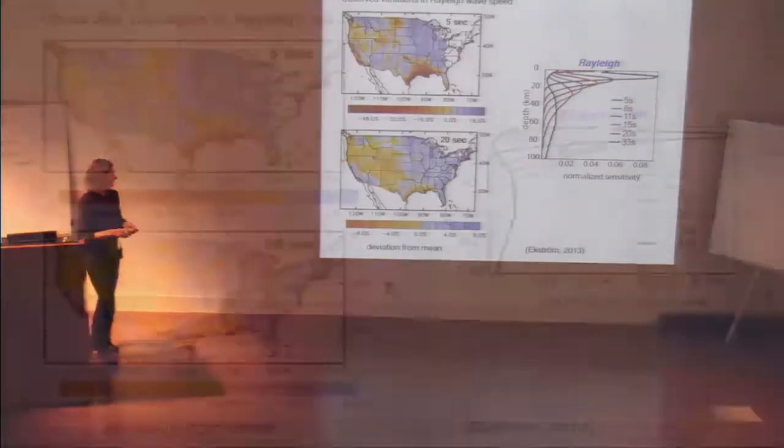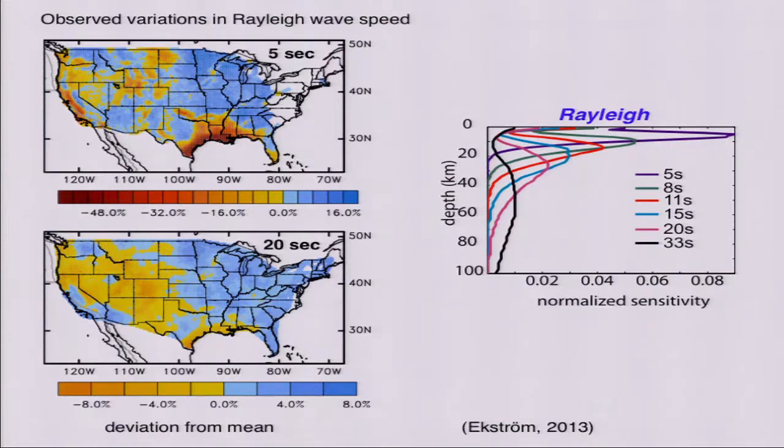So here's an example. I'm not going to go into how these were made right now, but here are a couple of maps of observed variations in Rayleigh wave speed at 2 different periods. These are represented as a difference in how fast the propagation is compared to the average velocity. So I take all of North America, and I find the average speed of Rayleigh wave propagation at a given period, and then I'm looking at a difference from that. This is for Rayleigh waves at 5 seconds. This is from Rayleigh waves at 20 seconds.